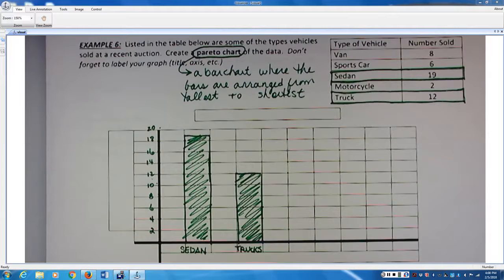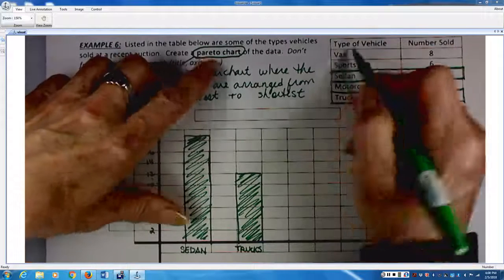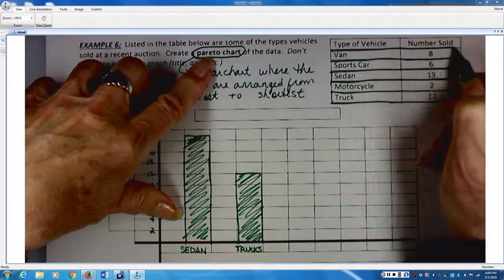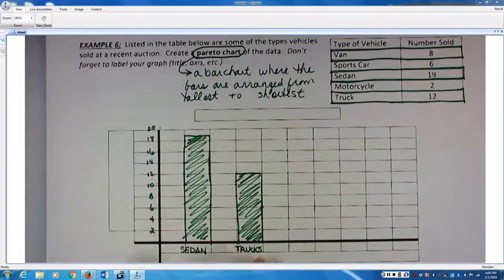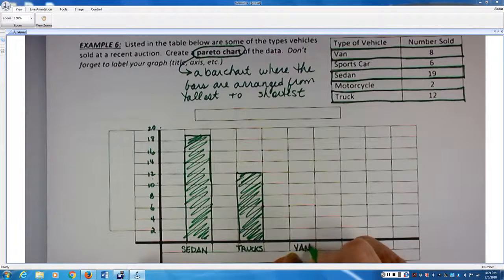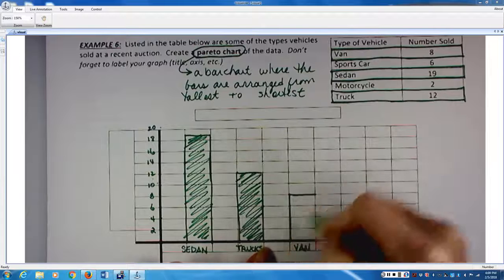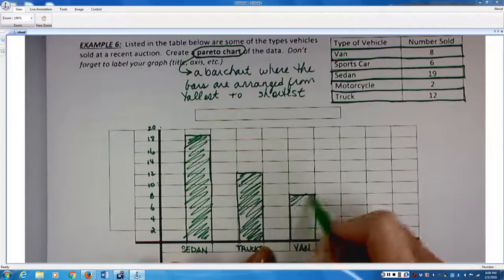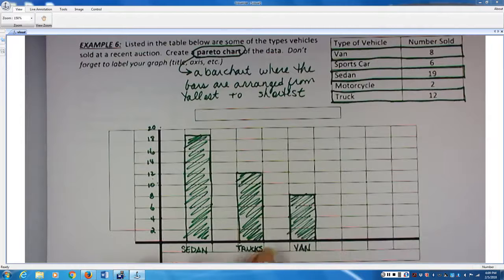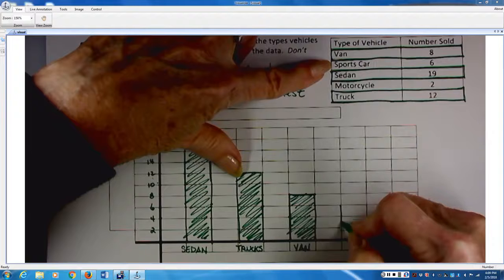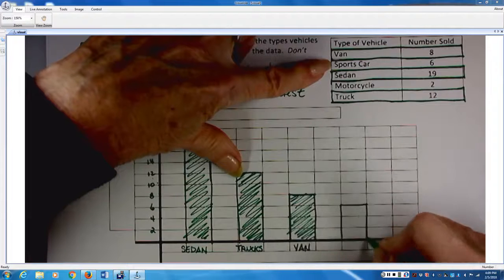So I can see how my trucks sold in proportion to how the sedans sold. Then my next category in order of frequency is the vans. And again, I'm going to leave a gap, the same distance, the same width. And it only goes up to 8. And then the next category is going to be the sports cars with a frequency of 6.